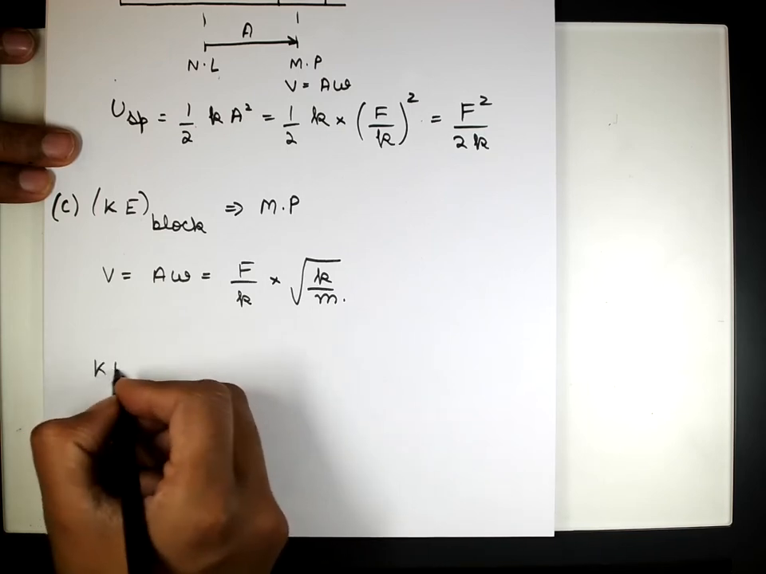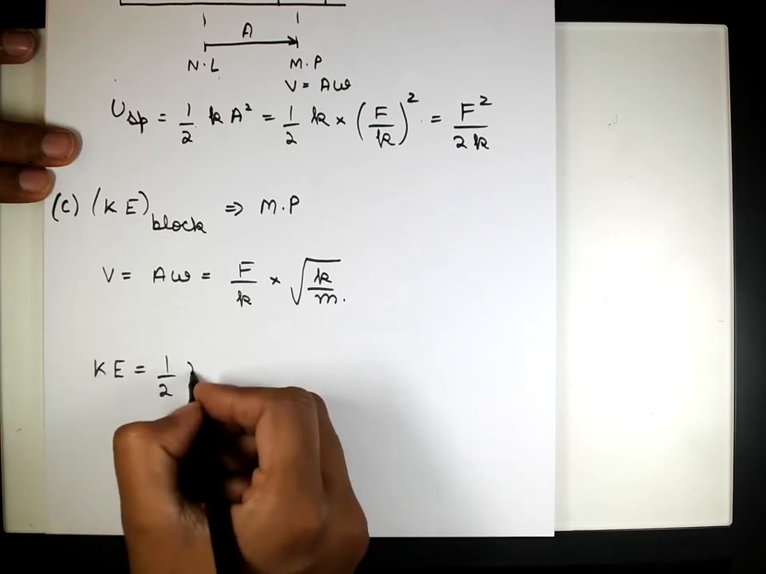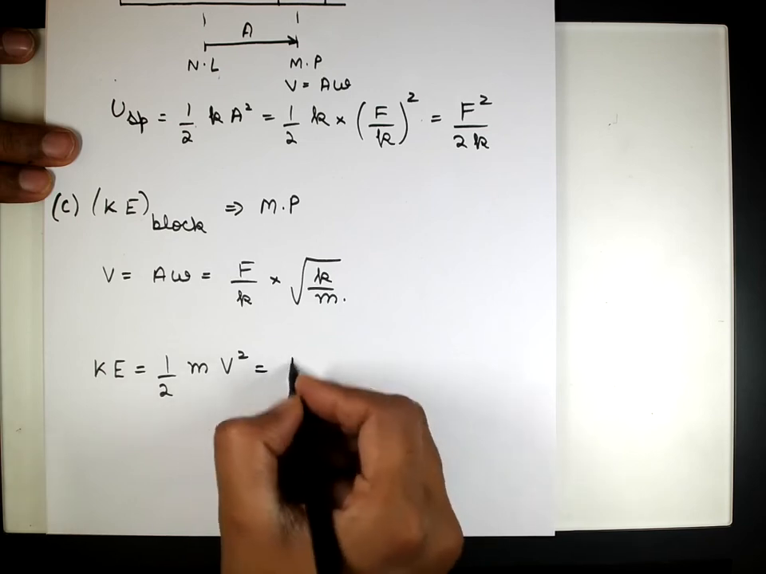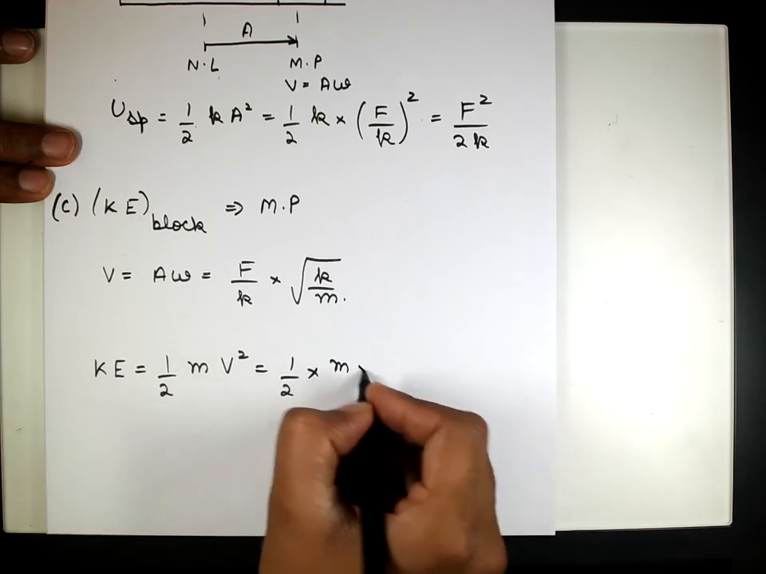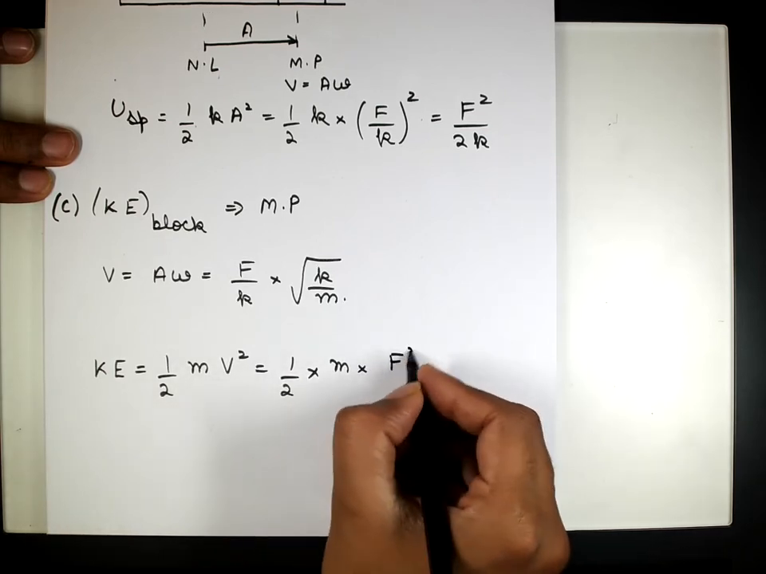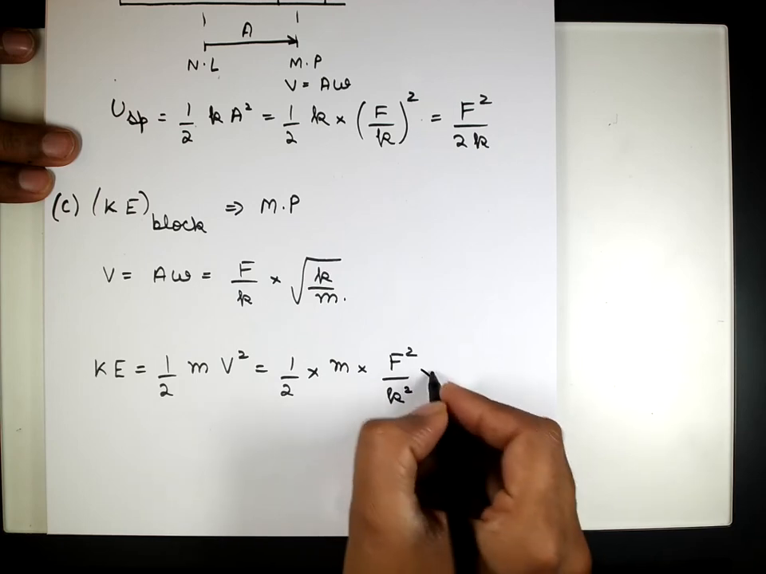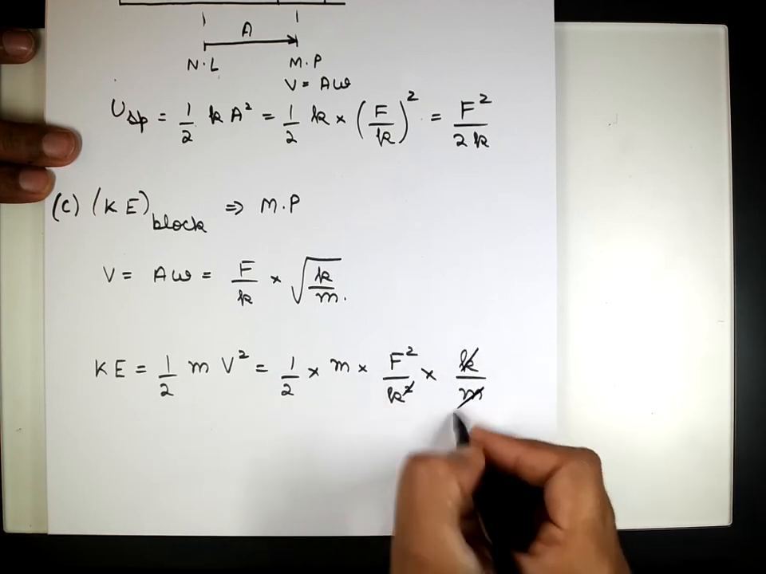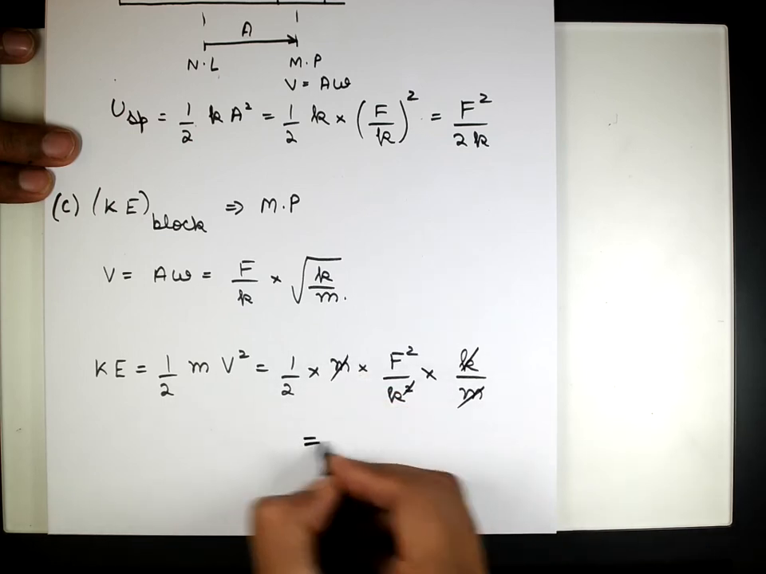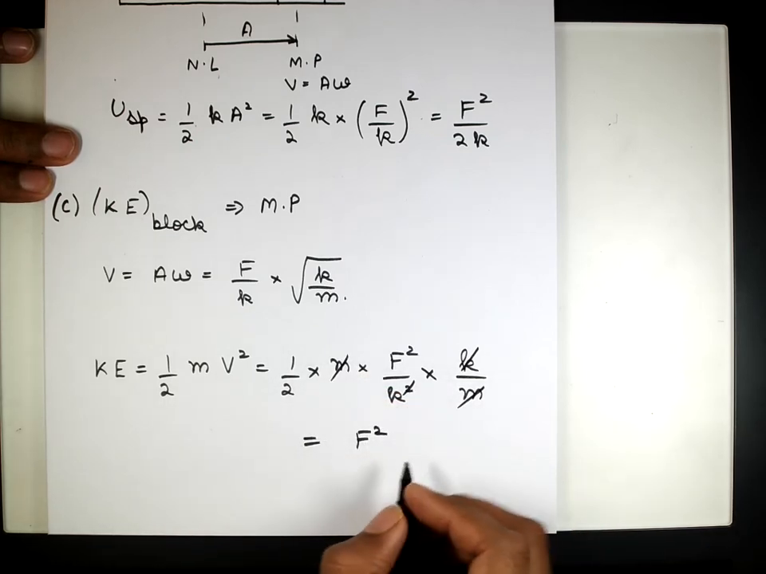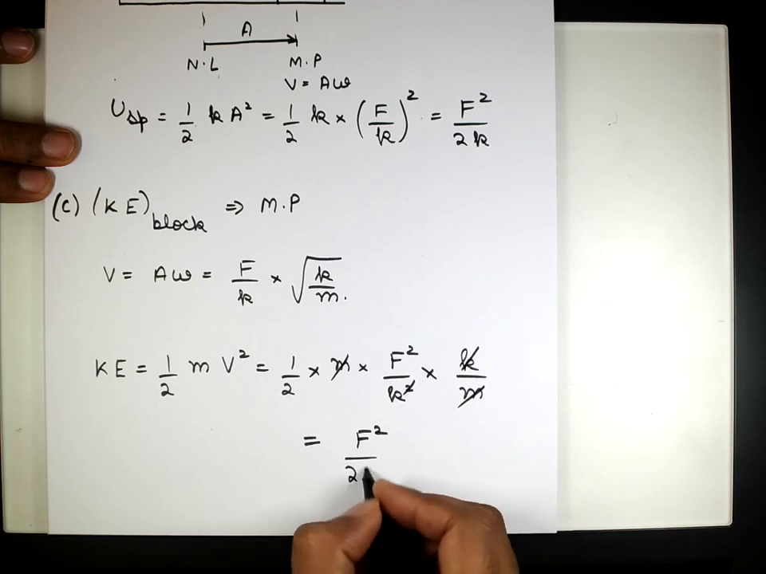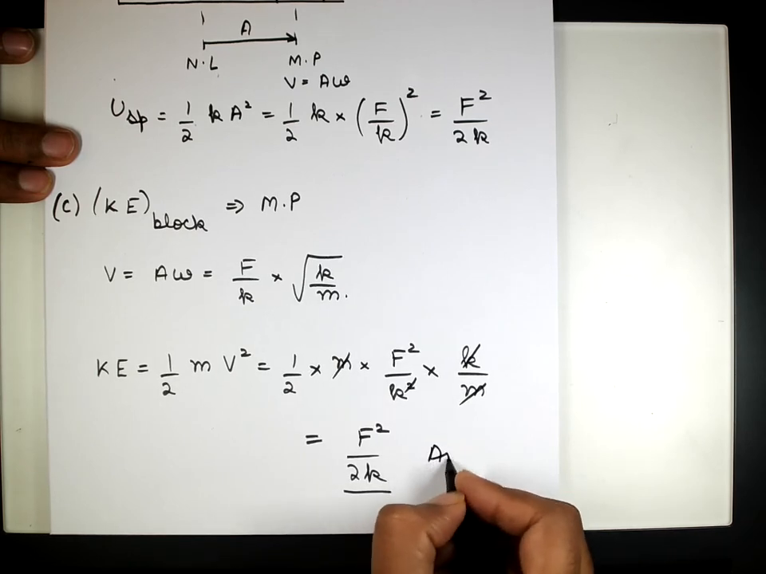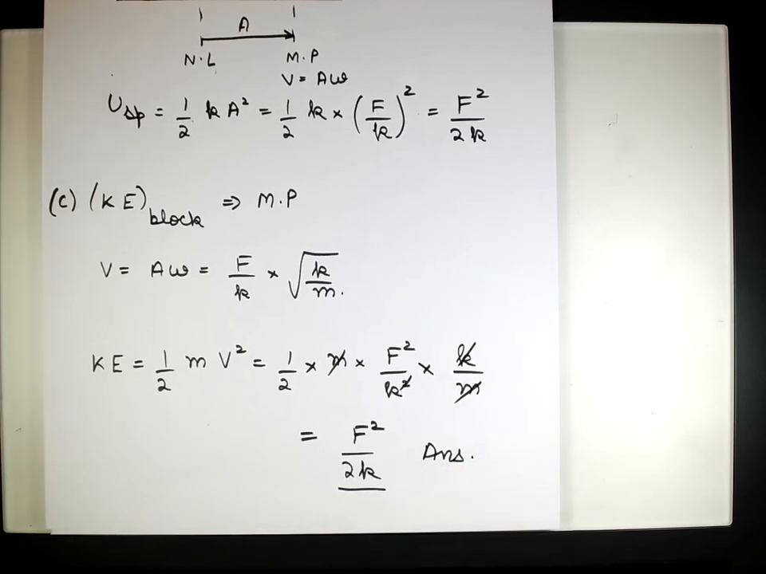So the kinetic energy of the system can be written as half into m into v square, or half into m into v square can be written as F square by k square into k by m, where one k and one k would get cancelled and one m would get cancelled, and the result again comes out to be equal to F square by 2k, which is the answer to the third part in this particular problem.